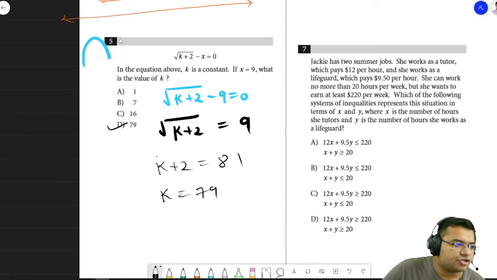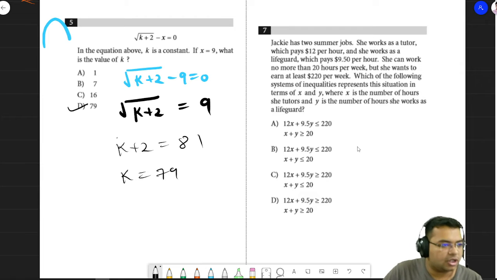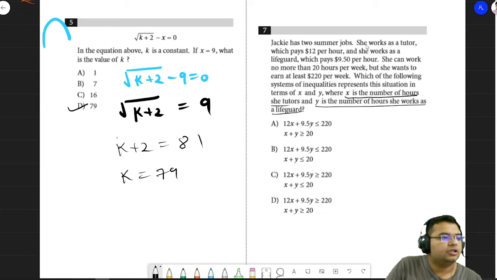D. Jackie has two summer jobs. She works as a tutor which pays $12 per hour. Here, if I look at the last part, X is the number of hours she tutors and Y is the number of hours she works as a lifeguard. So the money Jackie would earn from tutoring will be 12x, because x is the number of hours and 12 is the amount per hour.